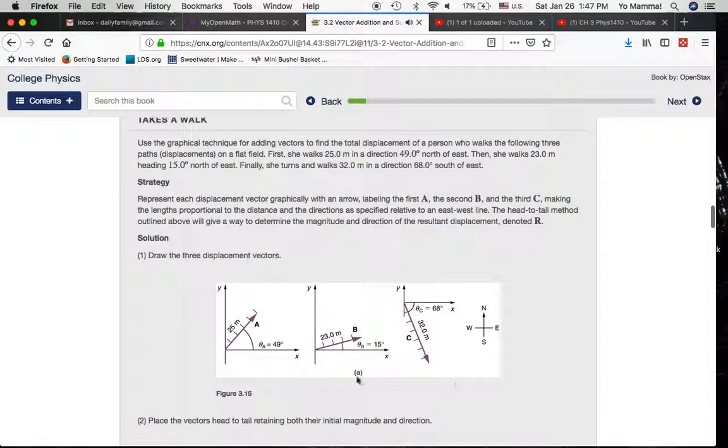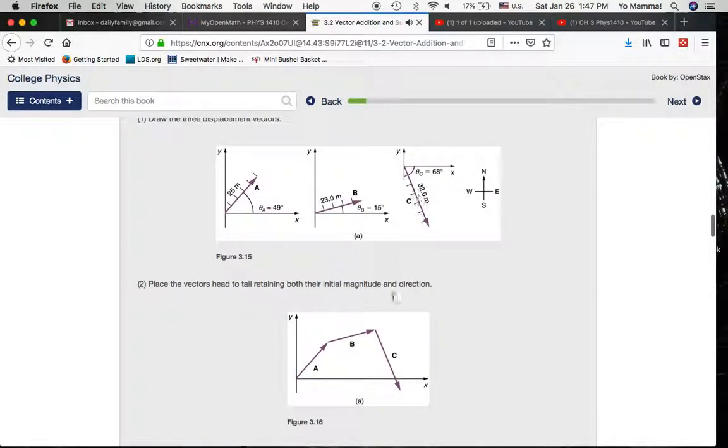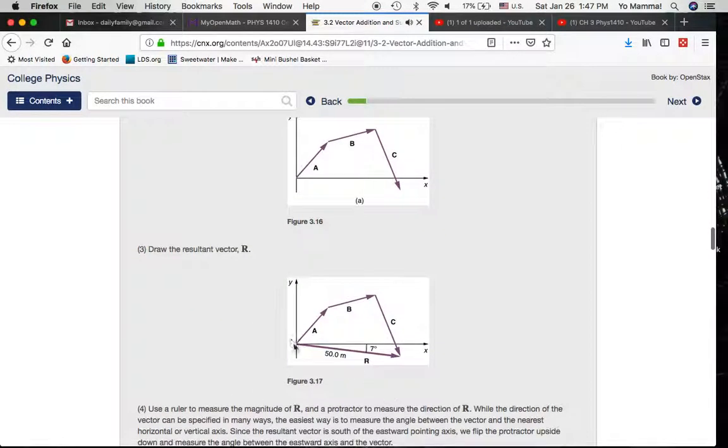And then if we add these 3 vectors together, we can do that graphically by putting them head to tail to head to tail. Notice that we just move these vectors around. Put this b vector on the a vector, put the c vector on the end of the b vector, then a plus b plus c equals the vector that you draw from the beginning of a to the end of c. And if you draw that, it's about 50 meters long at about a 7-degree angle down from the x-axis.